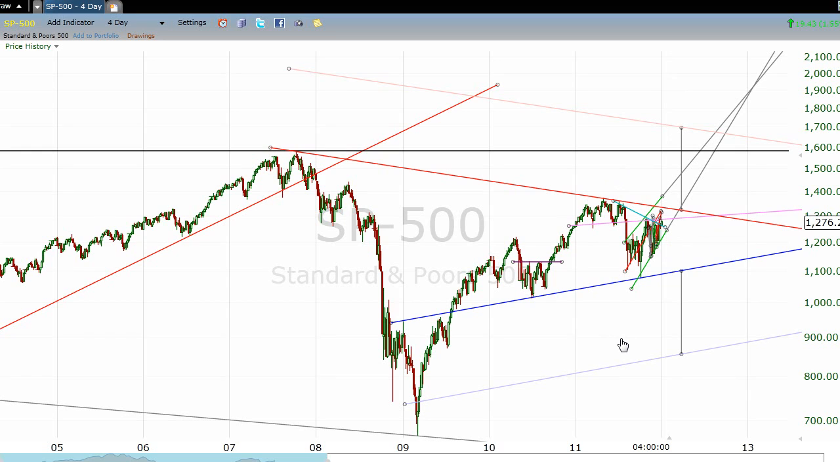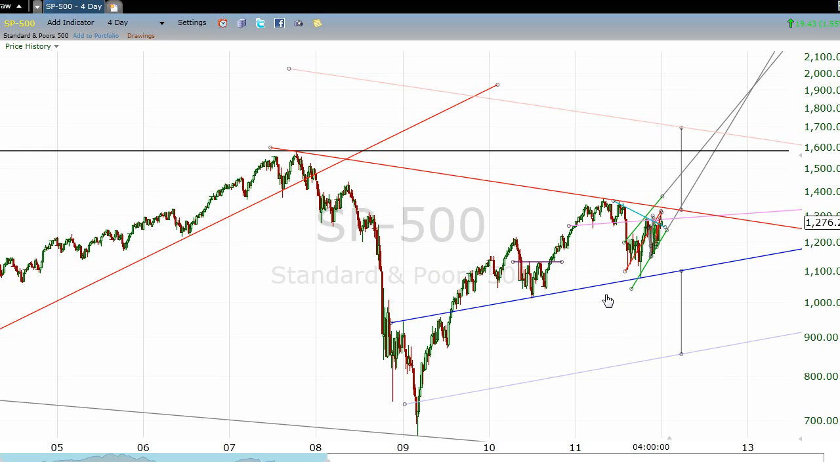So that means that there's still two very important lines that we need to keep an eye on. The first is this red line there I just talked about. The second is this blue line down here. I see these two lines as being the most important things in the markets right now.